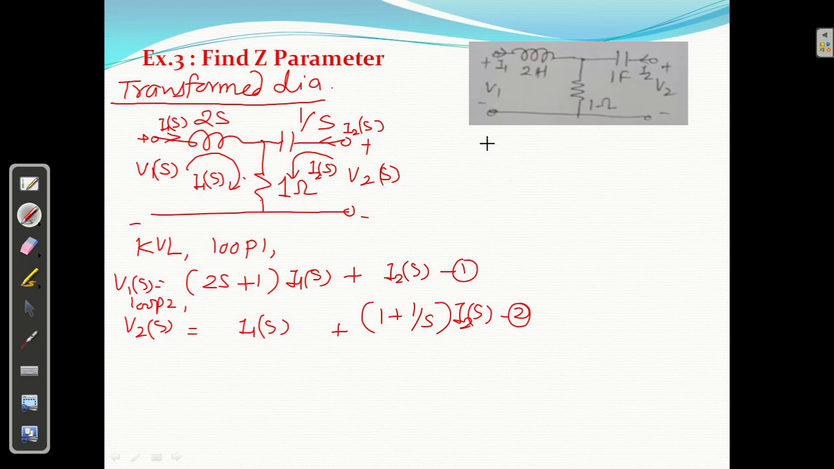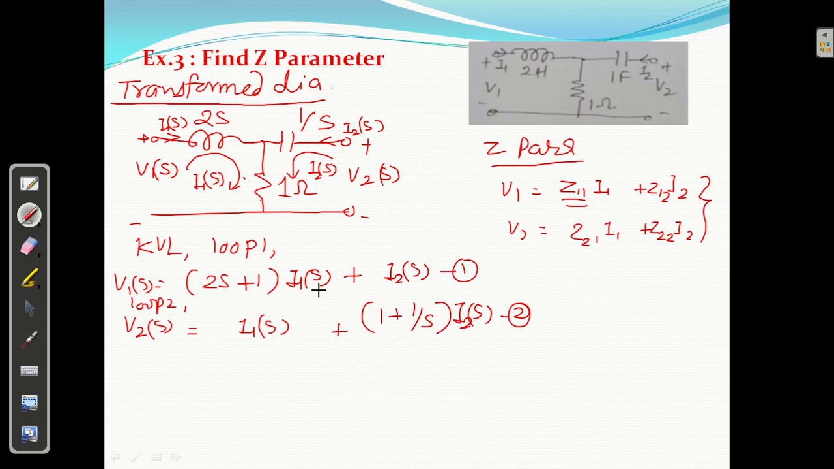Now what is the standard equation of the Z parameter equation? Standard equation: V1 and V2 will be represented in terms of I1 and I2. And here, plus sign is there, right? So this is Z11, Z12, Z21, Z22. If you compare with the standard equation, this is Z11.